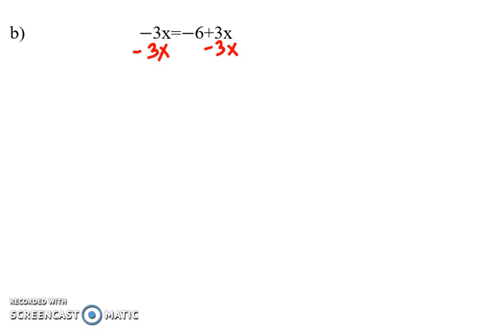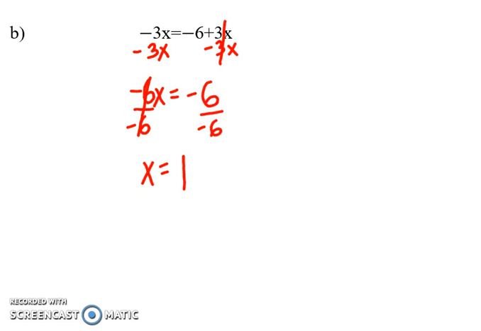Now you have to be very careful when you do this. That's negative 3x minus 3x. So that's like I owe $3 and I owe $3 more. So now I owe a total of $6, negative 6x minus 6. So that then when I divide by negative 6, my 6's cancel, and a negative 6 divided by a negative 6 is a positive 1.